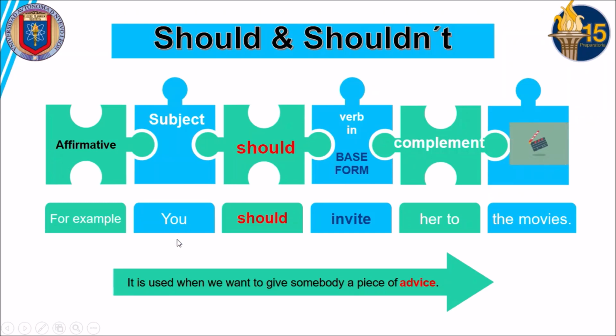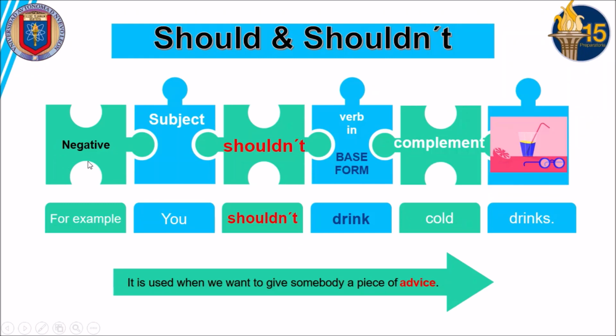Like in the example, you, that will be the subject, you should invite, base form, you should invite her to the movies. This is a suggestion. When you have a negative suggestion, a negative piece of advice, you need to use shouldn't. Obviously, in some cases, we have negative suggestions like, tomorrow we have an exam, so you shouldn't go out. Here we have an example that says, you shouldn't drink cold drinks. Maybe the person has a sore throat, and that's why this is not a good idea.